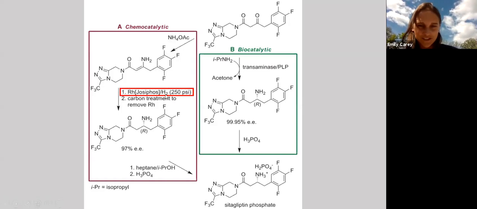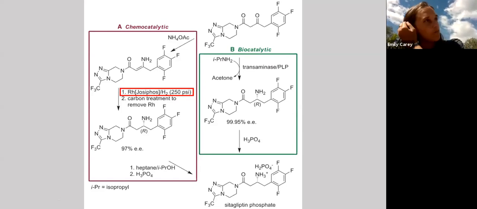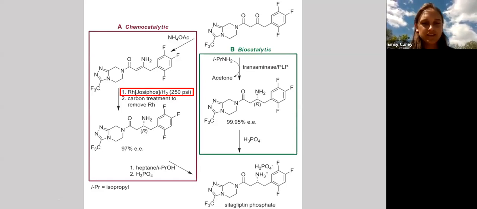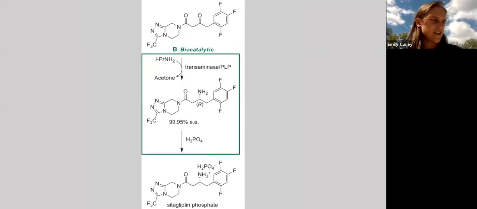And then this Josephos here is probably just a chiral ligand attached to the rhodium that, again, reinforces enantioselectivity. So it's just a lot of one enantiomer over another. It's the main part of these steps.